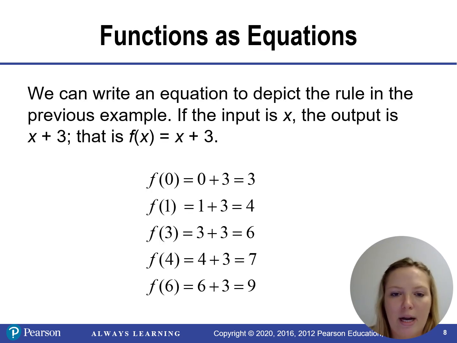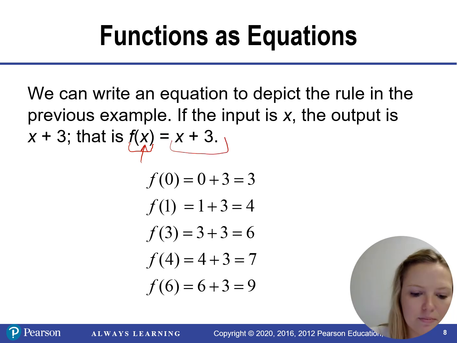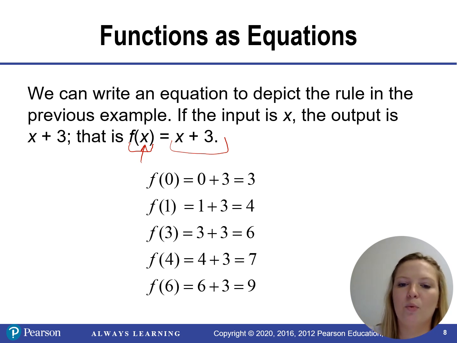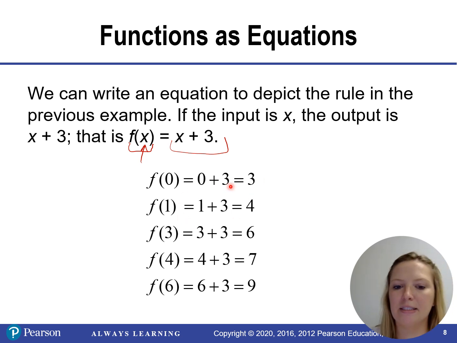So we can write an equation to depict the rule, like we did in the previous example. For that example, if the input is x, the output is x plus 3. So f of some input x will output x plus 3. When we input 0, we output 0 plus 3. Input 1, we output 1 plus 3, etc.